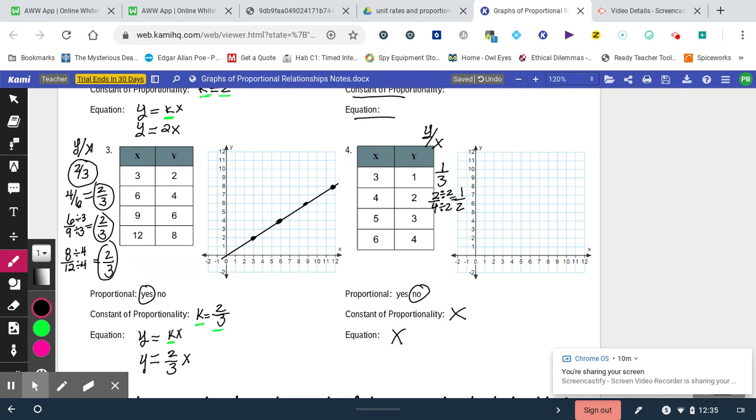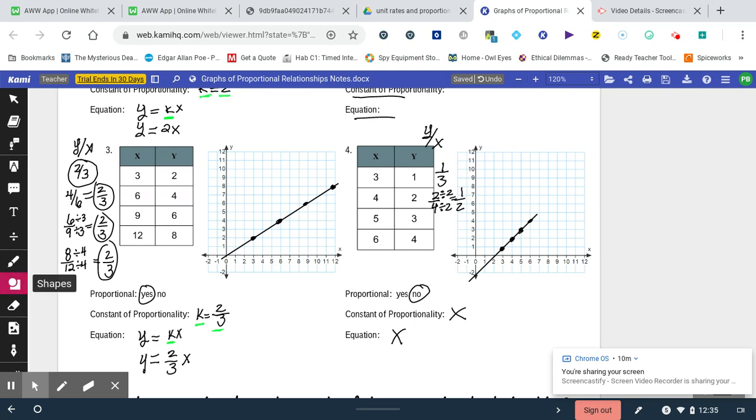But I am going to graph. 3, 1 is to the right 3 and up 1. 4, 2 is to the right 4 and up 2. 5, 3 is to the right 5 and up 3. 6, 4 is to the right 6 and up 4. So I'm going to take those and graph that. I'm going to keep graphing until my line hits the y-axis. Okay, it hit the y-axis right down here at -2.